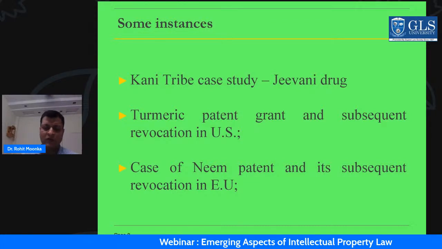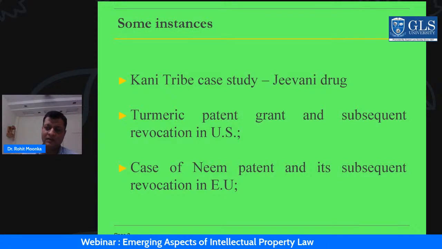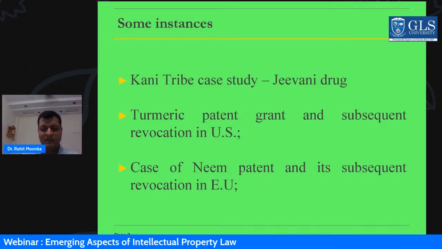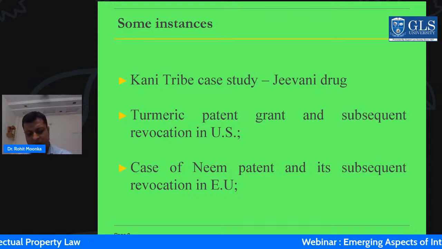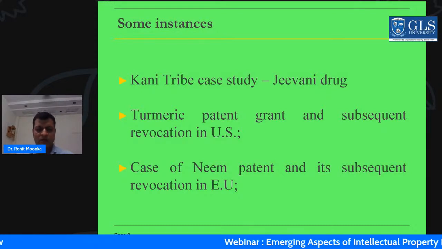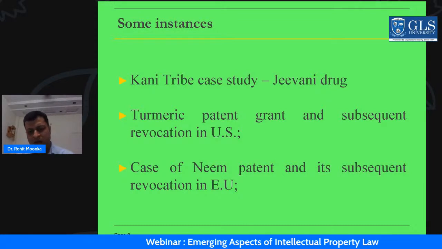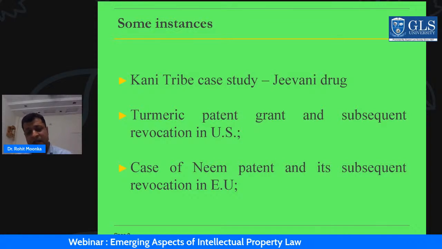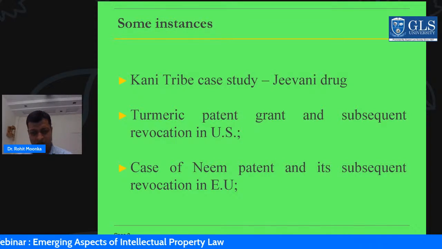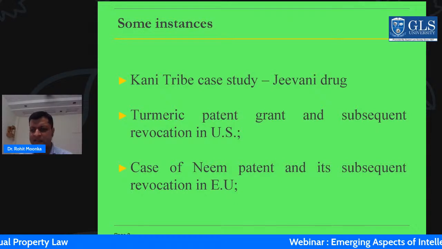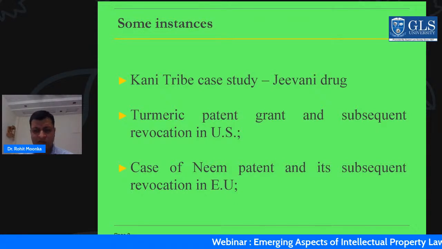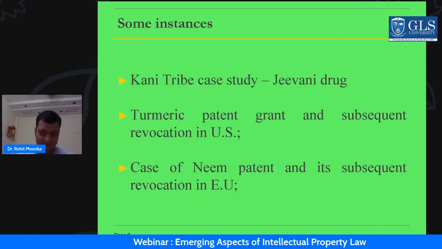They would only look for such published material which is well within the jurisdiction of USPTO, and that too which is published material. So that was the issue in the turmeric patent. Similarly, in case of the neem patent, this is also a similar kind of instance, but this was not in USA. This happened in the European Union.